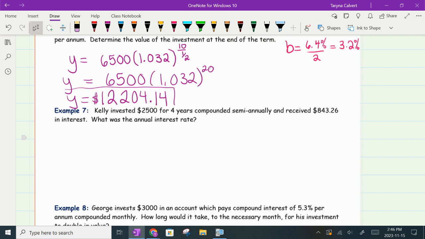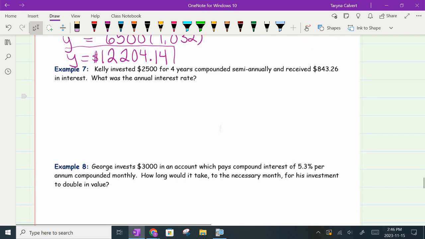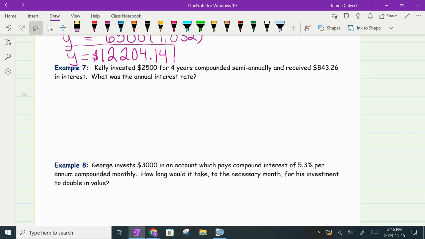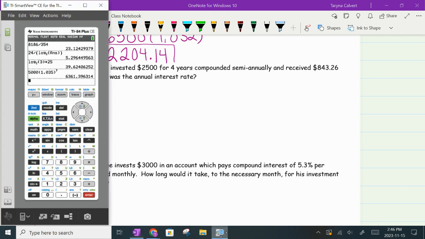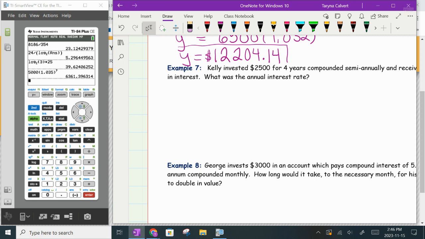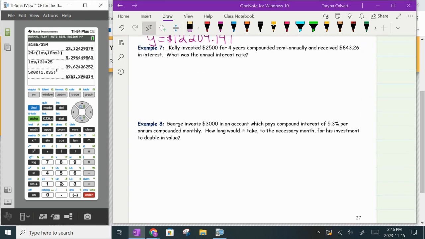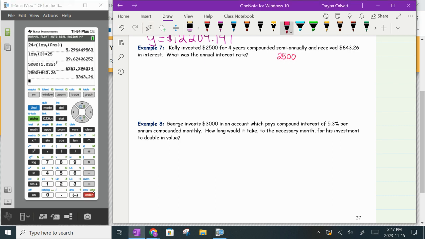So here it says Kelly invested $2,500 for 4 years compounded semi-annually and received $843.26 in interest. What was the annual interest rate? So you see there's a little piece that you have to be careful about here. What do we have to do with the 843.26? Good. So they'll do that sort of thing to you guys. So you have to add your interest because remember the Y represents the total amount. So plus 843.26. So we have to do that to get our Y value.